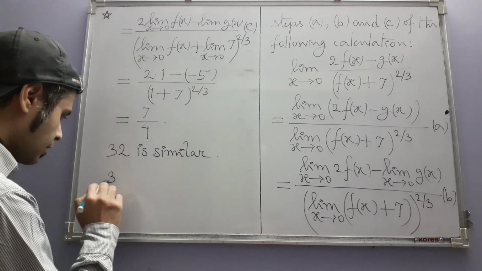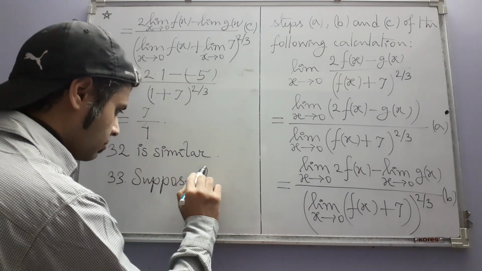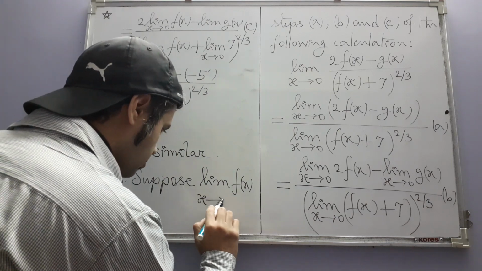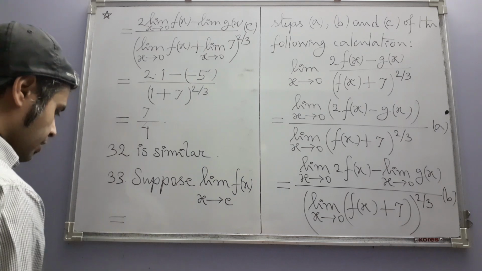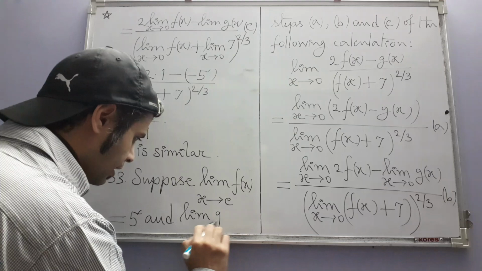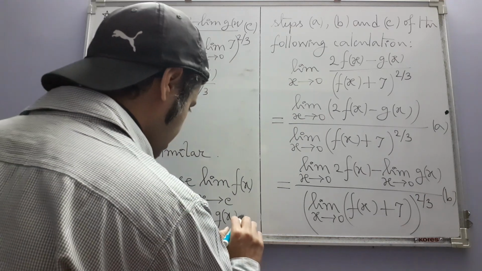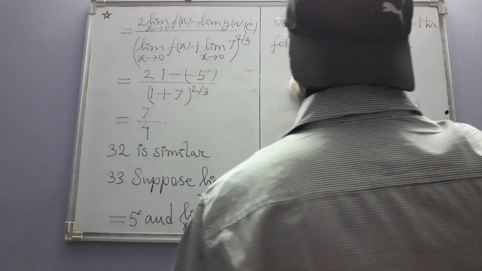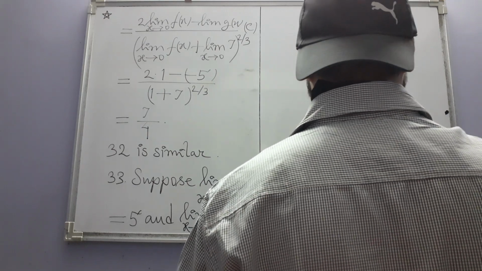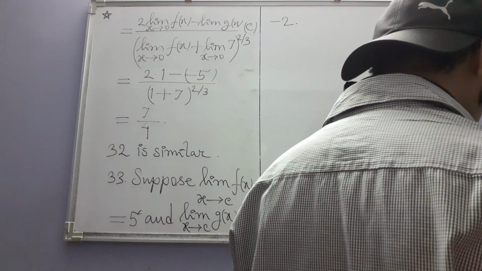Okay, let's now see exercise 33. Suppose limit of f of x as x approaches c, some real number c, is given to be 5, and limit of another function g of x as x approaches c is given to be -2.